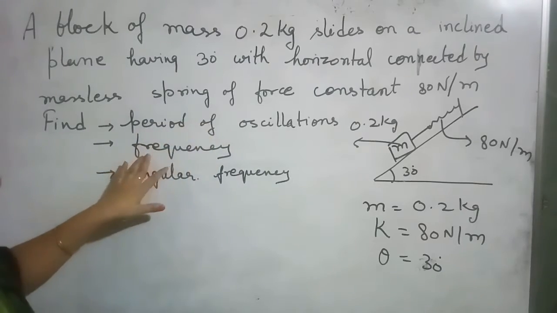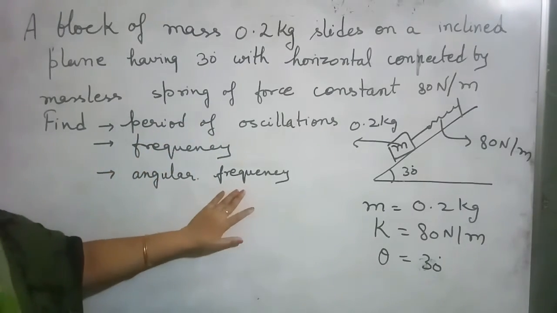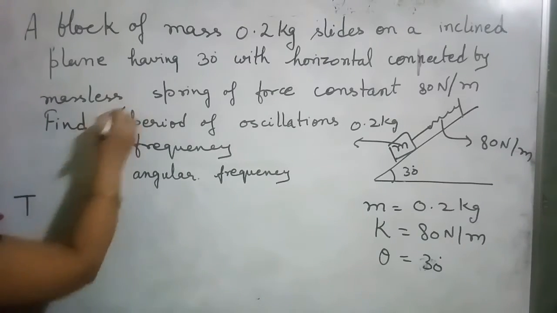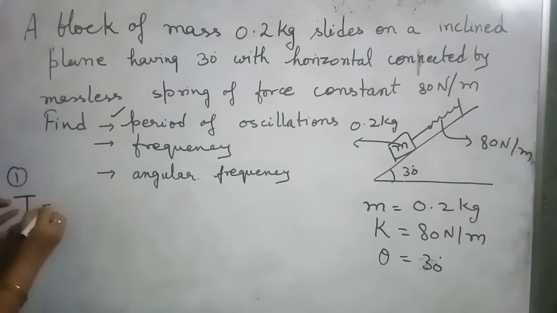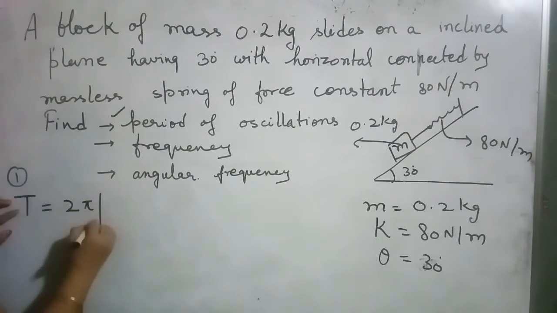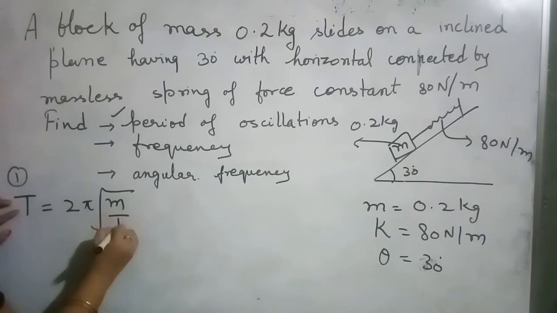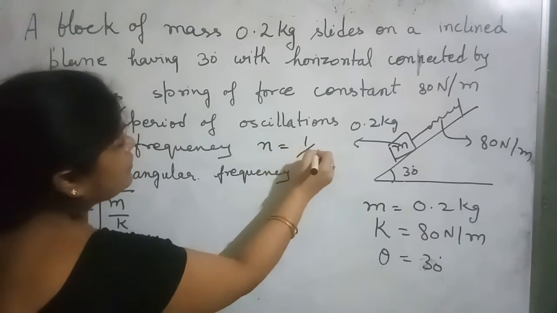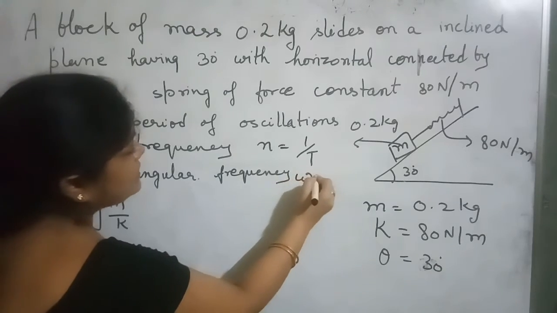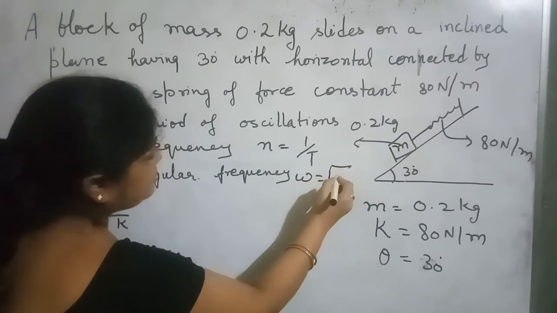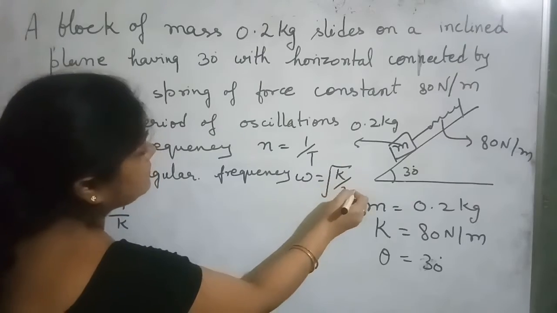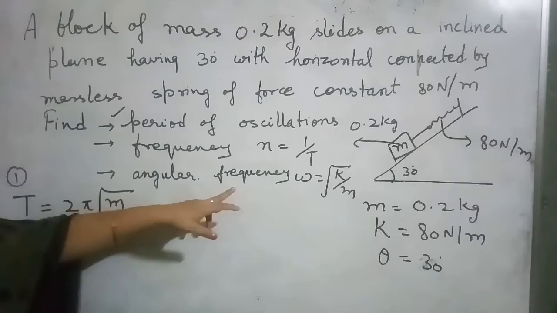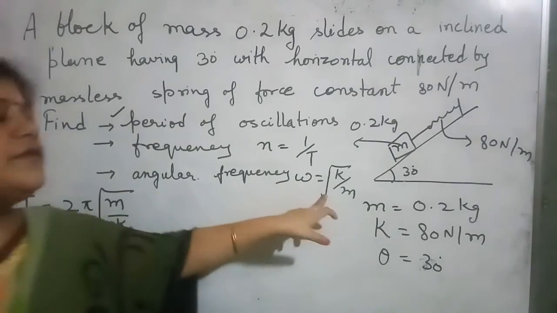Time period of the oscillation, frequency of the oscillation and angular frequency. Now the period of oscillation, this first part, is the time period. We have the formula 2 pi under root m by k. Clear? And frequency is 1 by T, and angular frequency is under root k by m. If you don't remember, just remember this formula, and for the angular frequency just reverse it.